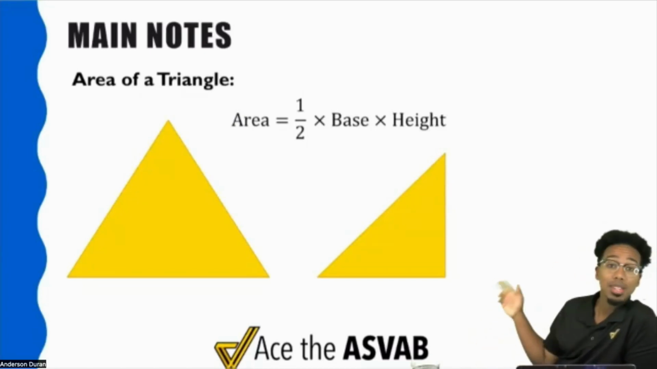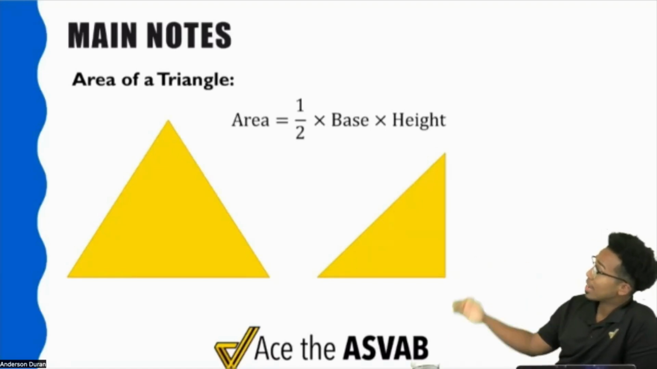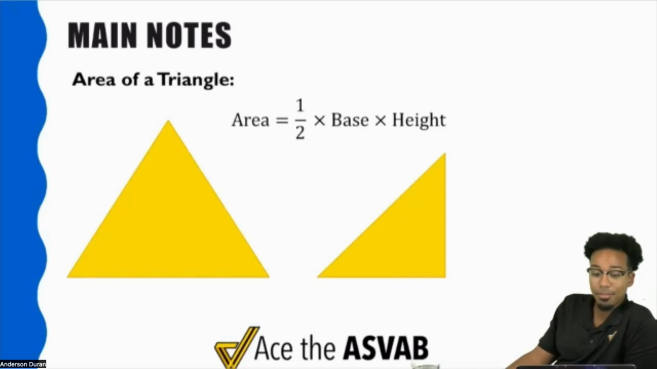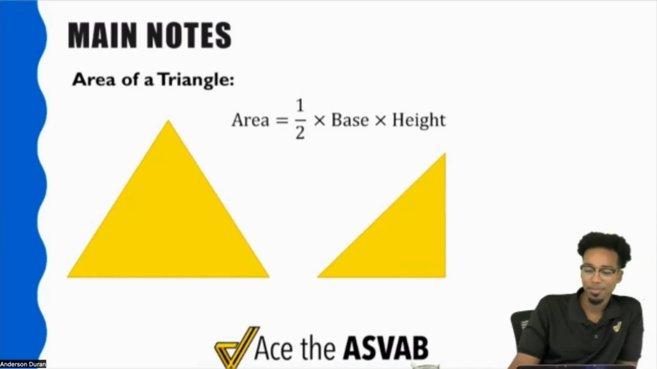So we're gonna do the same thing today. I expect to fully survive. And so write that down. The area of a triangle is half of its base times its height. 1/2 times base times height.